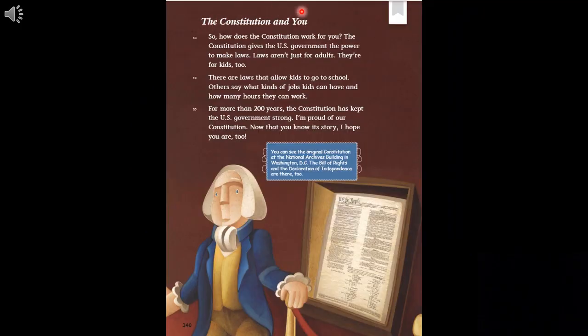The Constitution and you. So, how does the Constitution work for you? The Constitution gives the U.S. government the power to make laws. Laws aren't just for adults. They're for kids too. There are laws that allow kids to go to school. Others say what kinds of jobs kids can have and how many hours they can work.